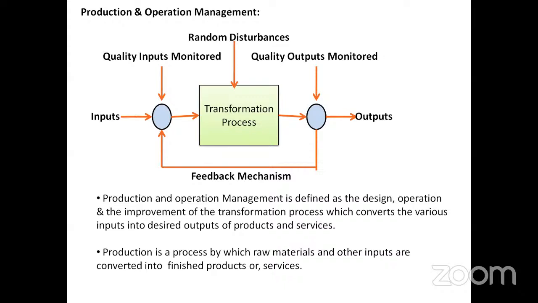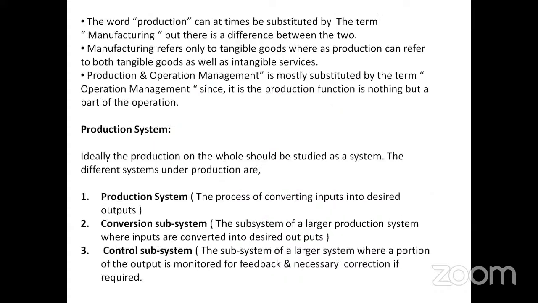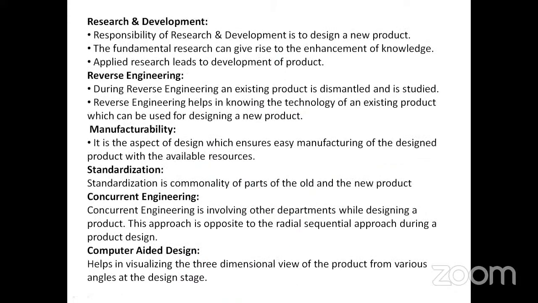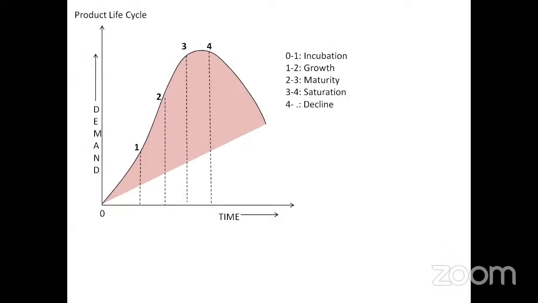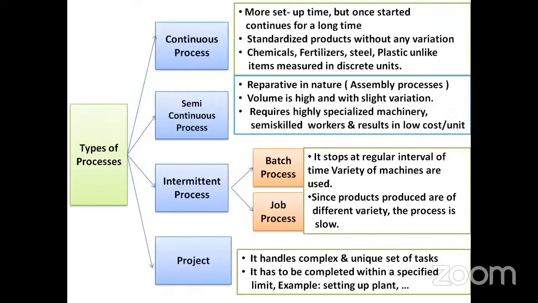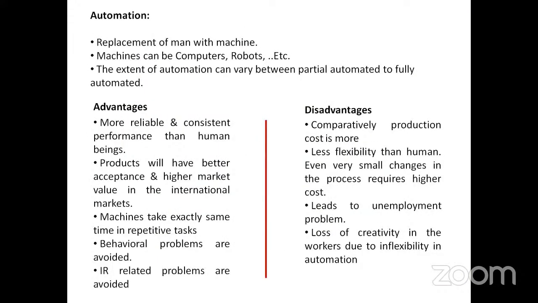We discussed various examples of production processes. Then we discussed different concepts used for designing a new product, like reverse engineering, standardization, concurrent engineering, product life cycle, modular designing, robust designing. These are the different strategies used for designing a new product. Then we discussed automation. What are the advantages and disadvantages of automation?